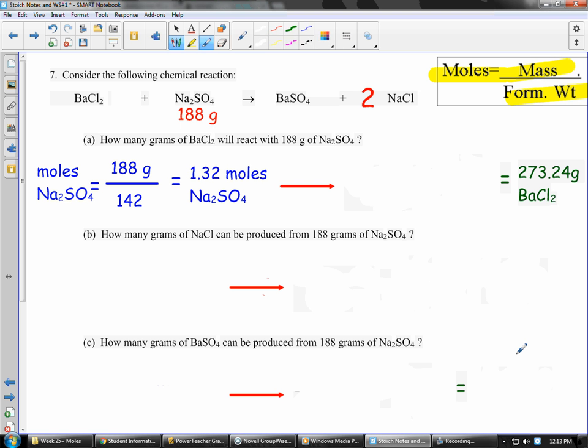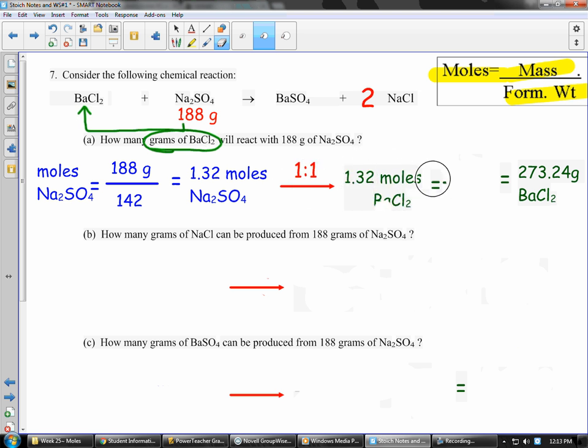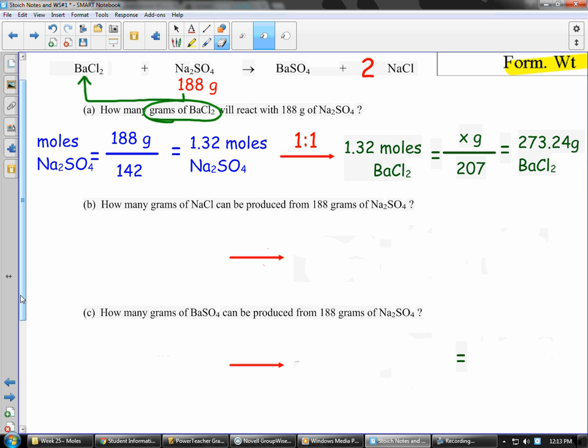Now, this question says, how many grams of BaCl2 will react, so I'm going to go from here to there. I have a coefficient ratio of 1 to 1, so I also have 1.32 moles of BaCl2. Moles equal mass over the formula weight of 1 barium and 2 chlorines, which would be 207. Multiply these two numbers together, and you should get 273. Let's give you the answer here on this one again.